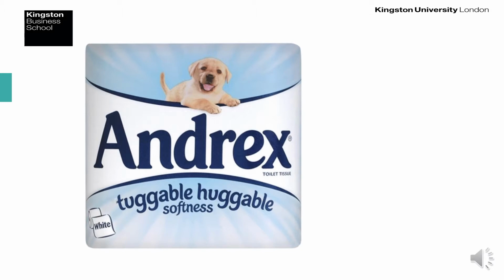The choice of the words in the slogan, tuggable, huggable, is also very deliberate and not accidental. There is repetition of the G consonants. The words rhyme, tuggable and huggable. Tugging relates to pulling the toilet tissue off the roll. Hugging makes you think of softness. So every single brand element here has been constructed with great care and attention to detail to provide a unified image of softness.